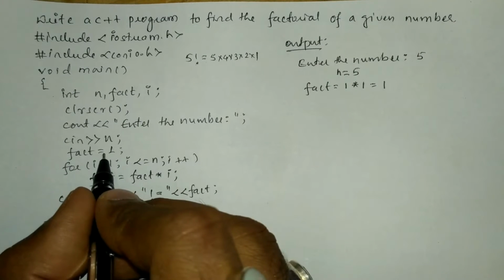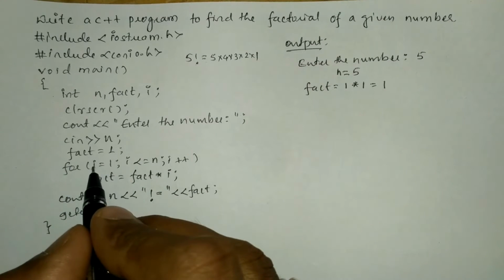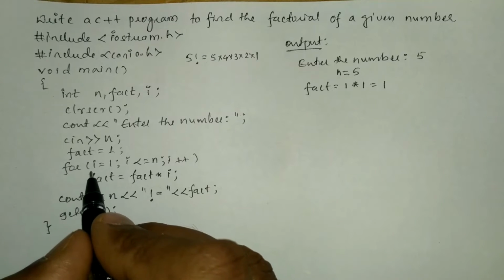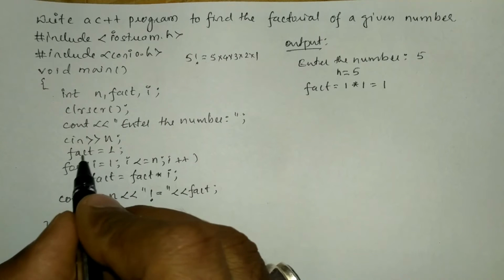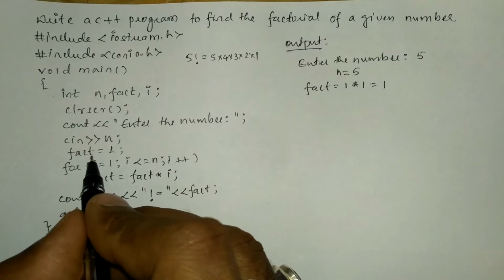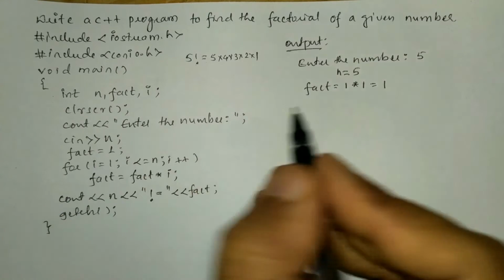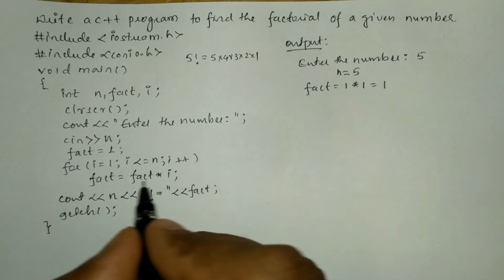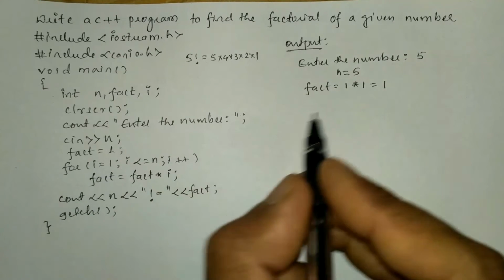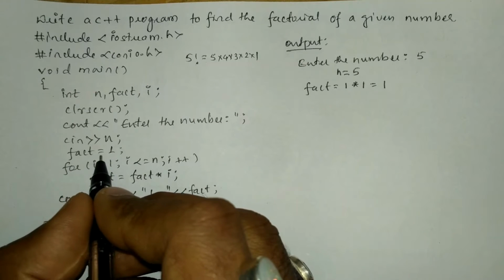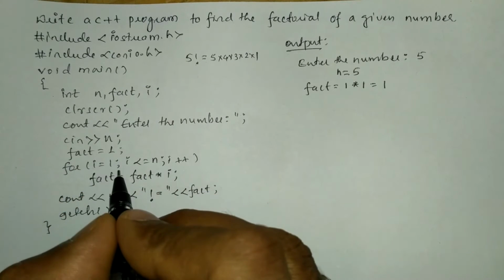If I do not initialize fact is equal to 1, then it takes a garbage value. Garbage value is the value which was present in the particular memory location named fact, and it was left by a previous program, which is not required in this particular program. So that is garbage value, which is not at all required here. That's the reason we have to reset that particular memory location with the value 1 over here.